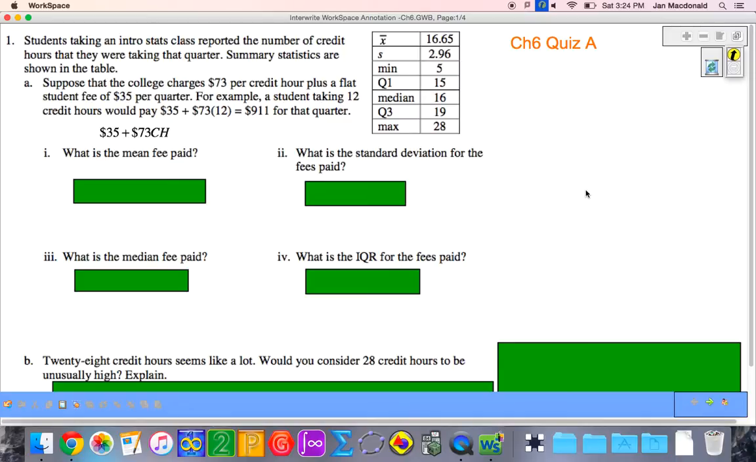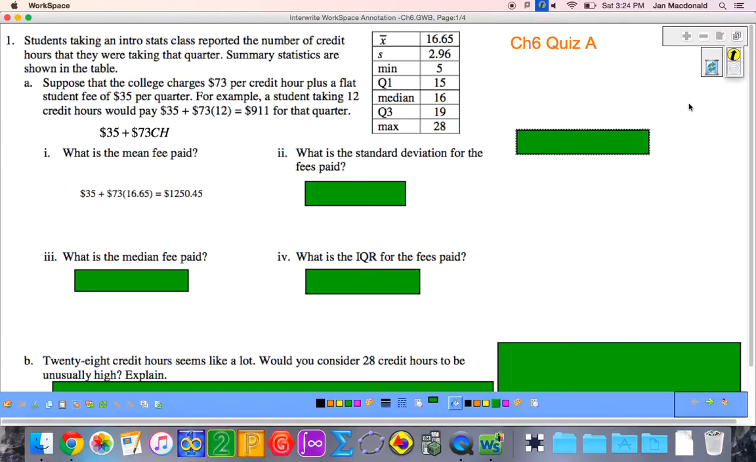Well, mean is a measure of position, so we know it's affected by both the addition and the multiplication. Our mean is 16.65. To find the mean amount paid, it would be 35 plus the product of 73 times 16.65. That would give us a total of $1,250.45. What is the standard deviation for the fees paid?